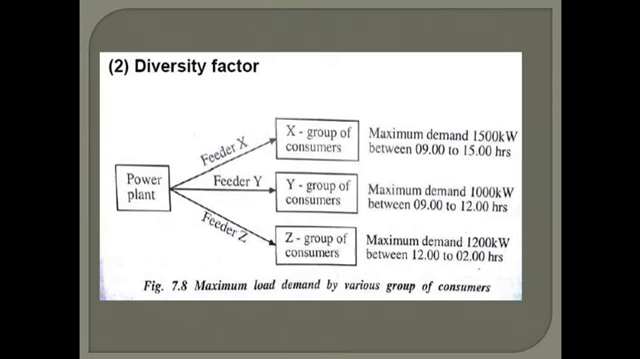Diversity factor, power plant feeder. You can see in the given figure feeder X, feeder Y, feeder Z. The X group of consumers has a maximum demand of 1500 kilowatt between 9 and 15 hours, the Y group of consumers has a maximum demand of 1000 kilowatt between 9 and 12 hours, and the Z group of consumers has a maximum demand of 1200 kilowatt between 12 and 2 hours.